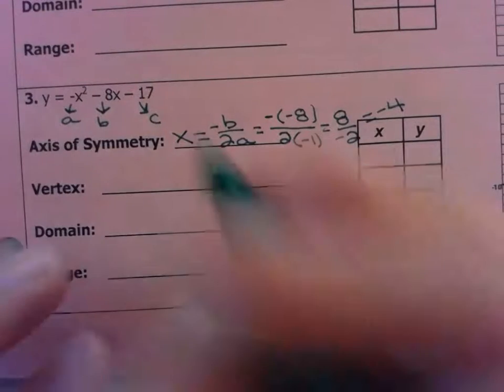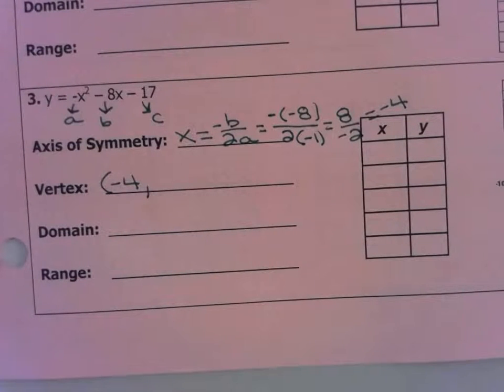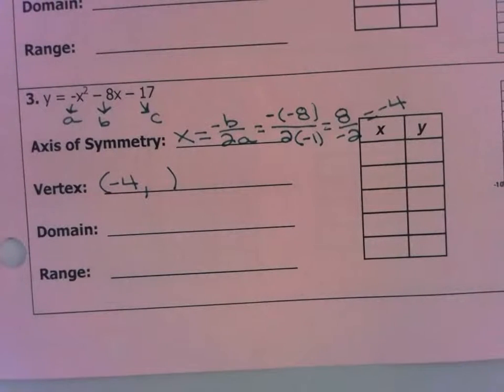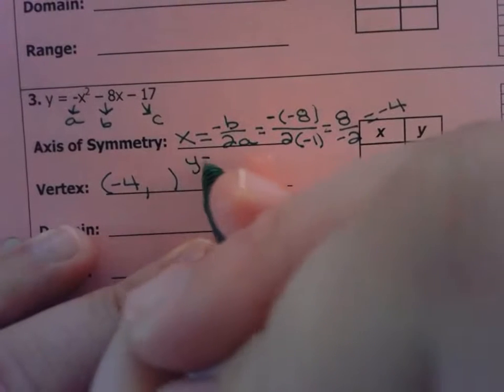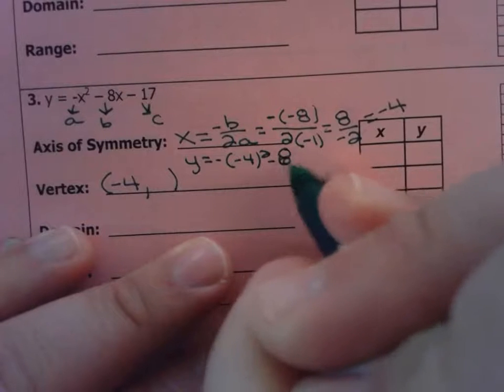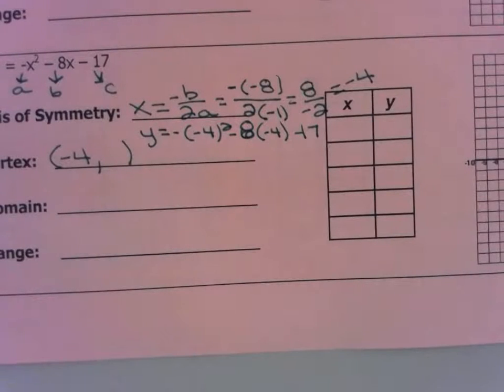The vertex is always an ordered pair. Your x value is the same as your axis of symmetry, so negative 4, comma, some y value. And then how do I find the y value? Plug the negative 4 in. Now keep track of your negatives. When you plug it in, it's a negative x squared, so that negative stays out front. x is negative 4, so I plug it in and square that. And then negative 8 times negative 4 minus 17.